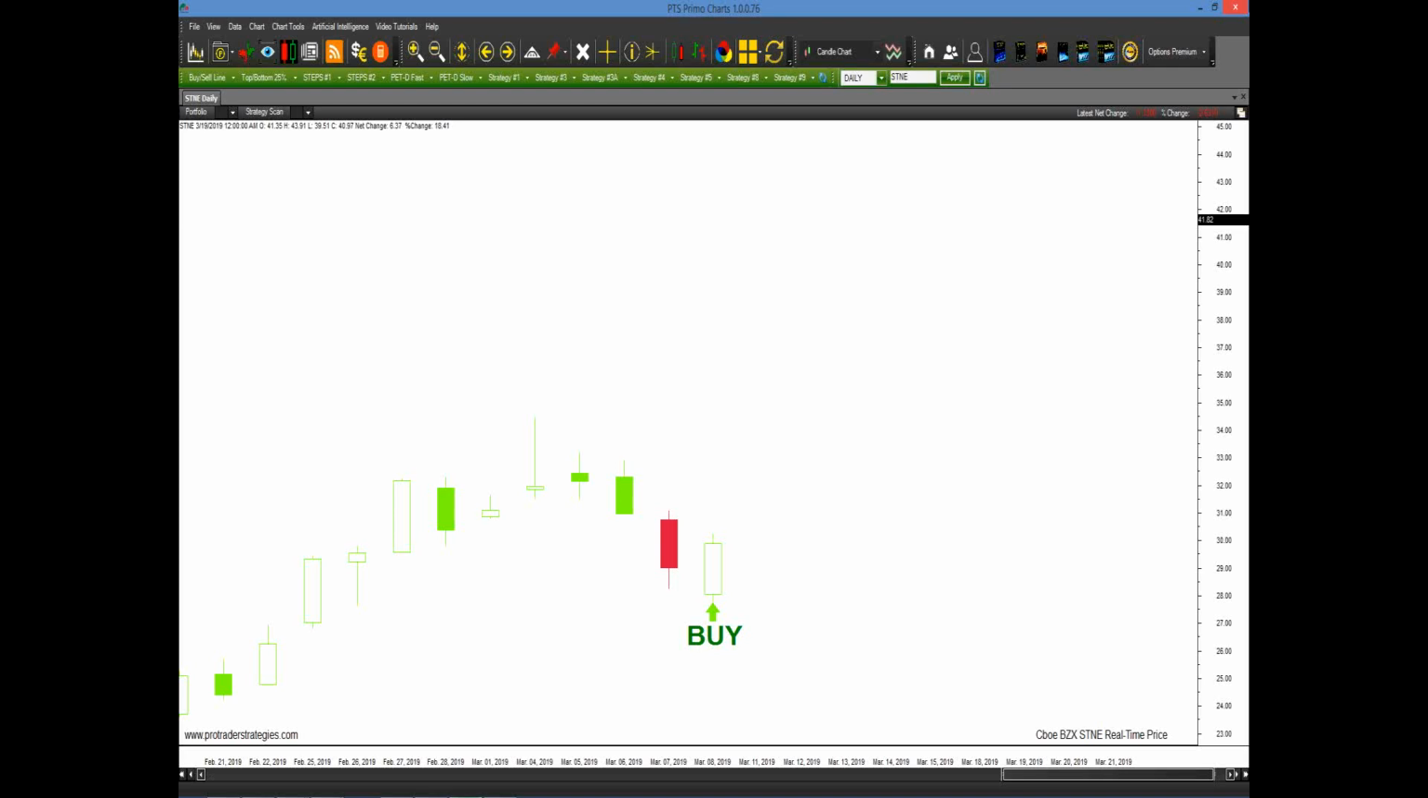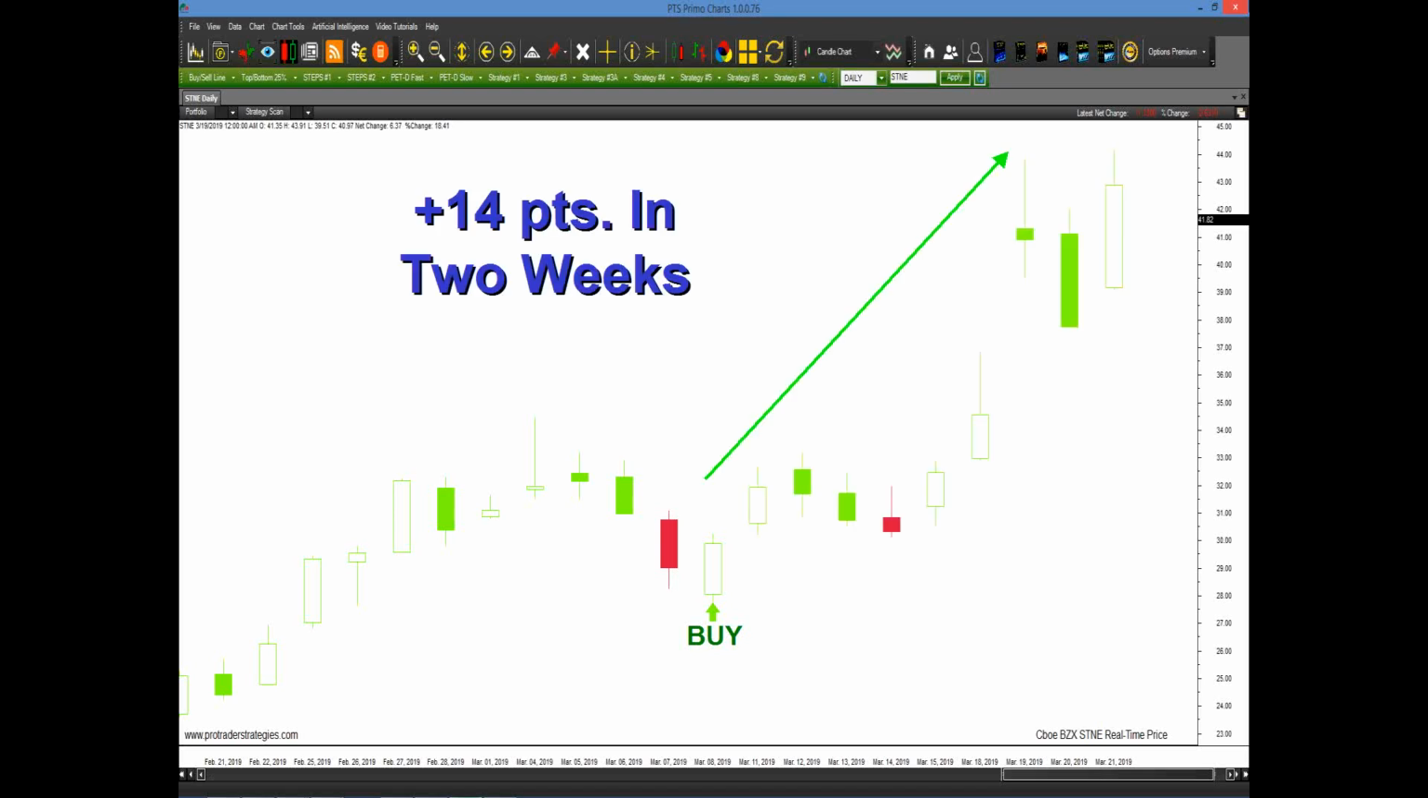Now, once again, this is not a system, so you have the choice whether to take this or not, but this is a highly probable setup. Let's say you did buy STNE, either the options or actually bought the stock. Well, the stock went up 14 points in 2 weeks. Someone could say, well, how did you know that? How did you know it was going to go up 14 points? Remember, we don't predict anything. We don't tell you how high or how low something will go. We just know that the market was telling us it wanted to go higher.